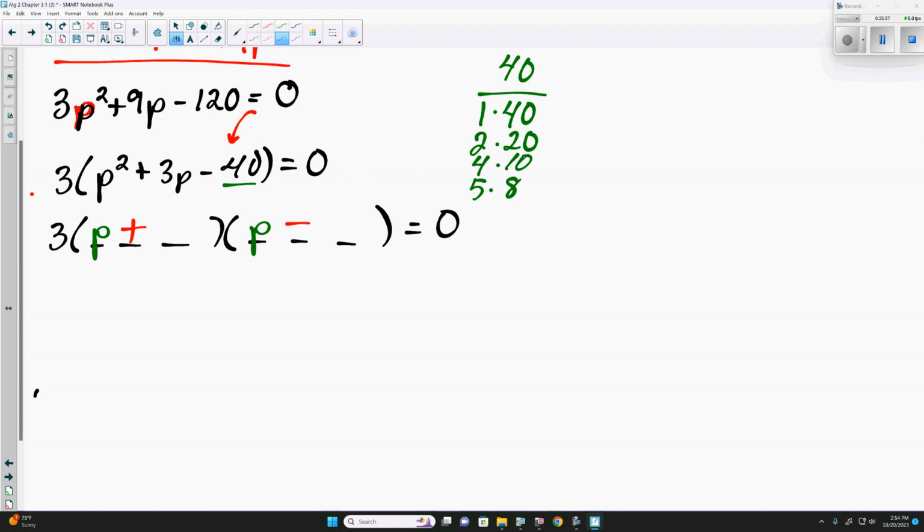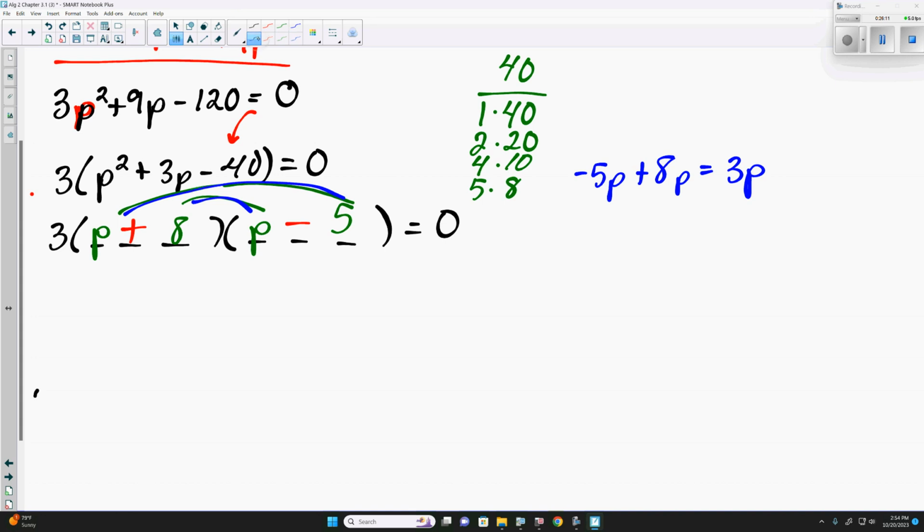Which one do we want to try first? 5 and 8. Which one's positive, which one's negative? And the last thing we can do is check this here. P times negative 5 is negative 5p. 8 times p is positive 8p, which gives us positive 3p. Is that what we wanted?